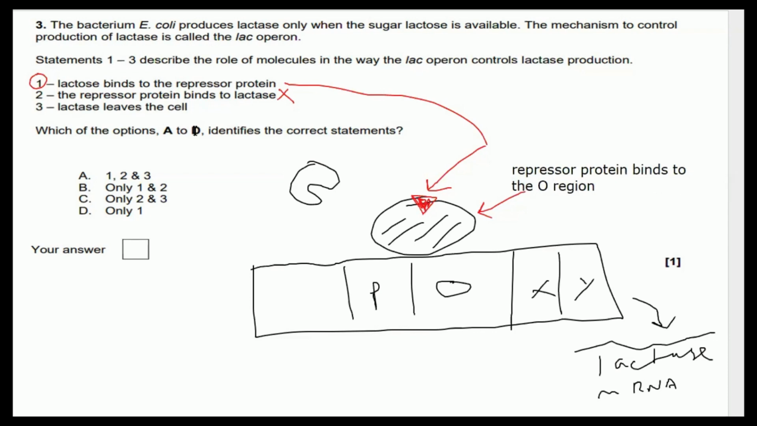Lactase leaves the cell, but we're dealing with E. coli here. The lactase is going to be within the E. coli, produced on the ribosomes, and it's staying in the little single-celled organism where it can be used. Okay, so the answer is 1 only, and that is going to mean our answer is D.